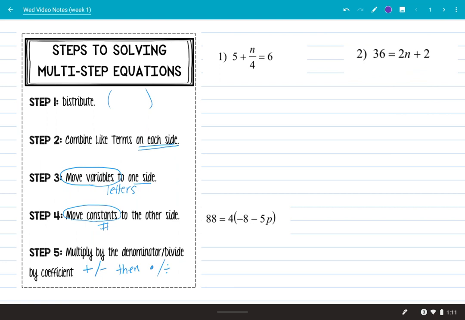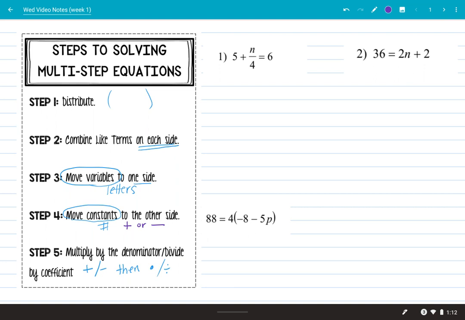So the first one, I can see that the letter, we're always looking at the letter, is being divided by 4, and then it's being added by 5. So we know 5 is being added because 5 is a positive number. Looking at the steps, we don't have any distribution, we don't have any like terms on the same side, and we don't have variables on both sides. So we're basically going to move to step 4. So move the constants. That's where we're going to do the adding or subtracting.